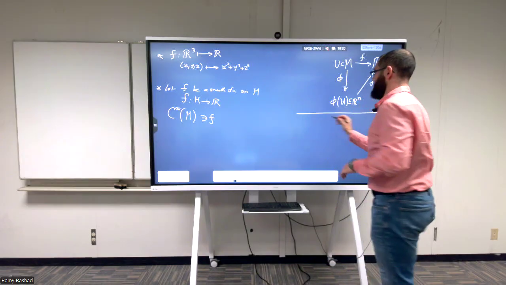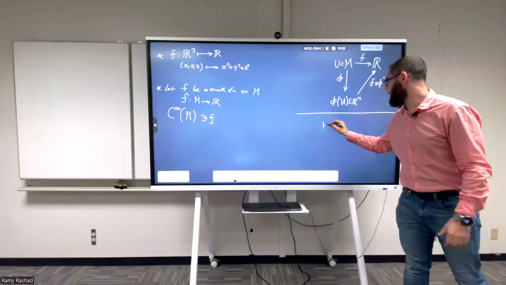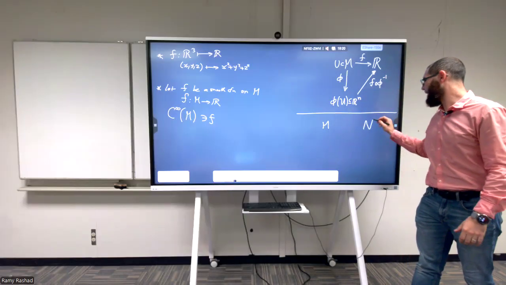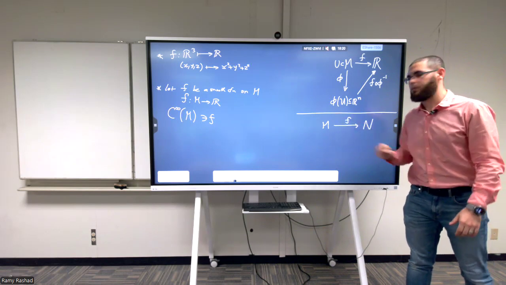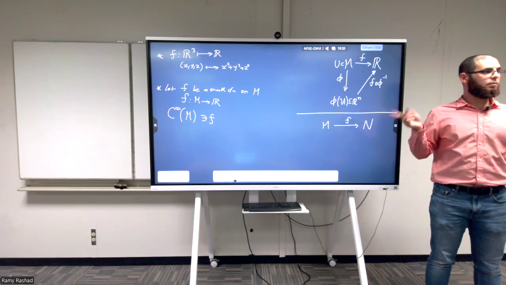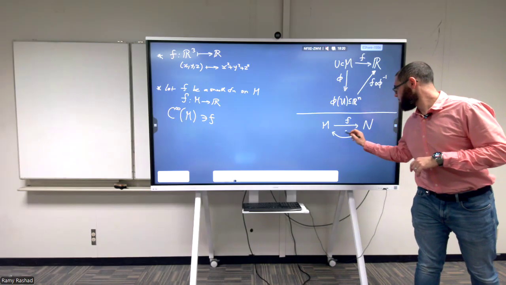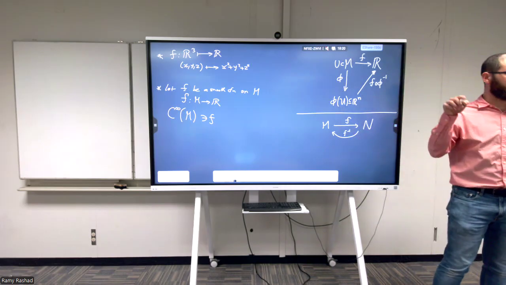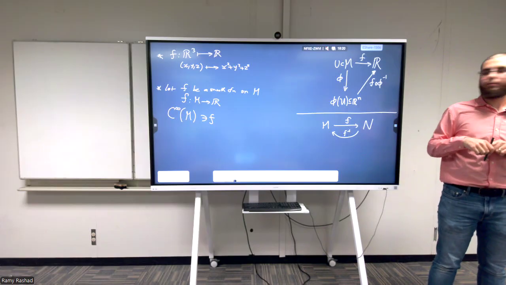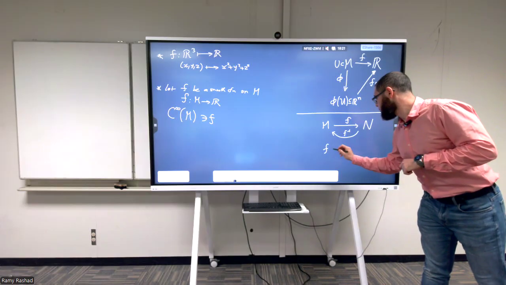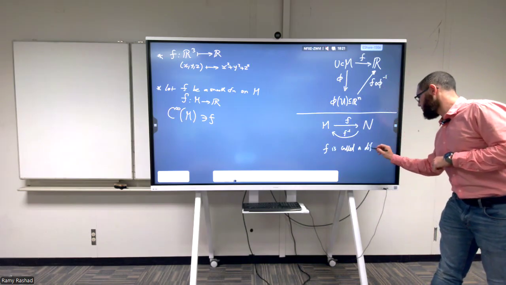Let's look now at maps between manifolds. If I have a manifold M and another manifold N, and a map F between them, if F is smooth and its inverse exists, and now we're not talking about the differentiability, we're talking about the inverse of the map, it exists and is also smooth, then F is called a diffeomorphism.